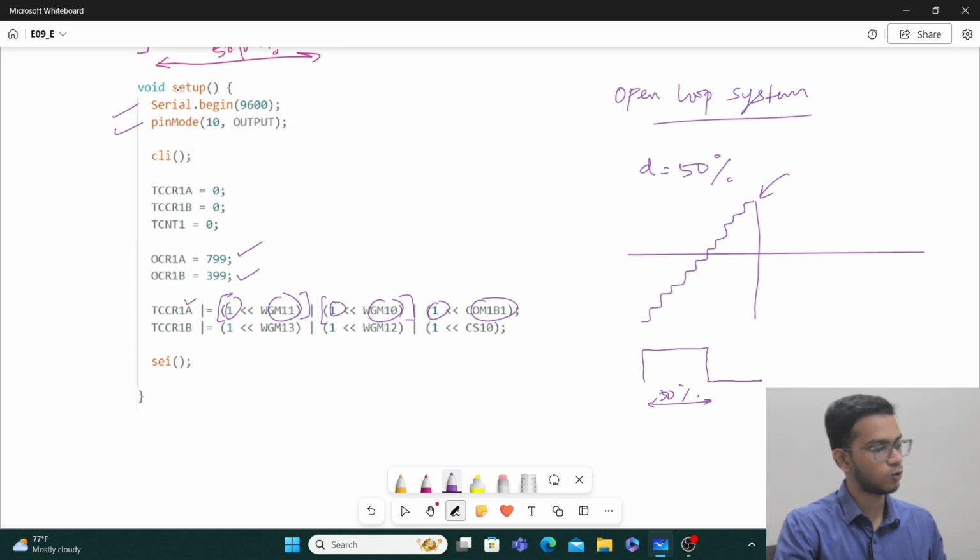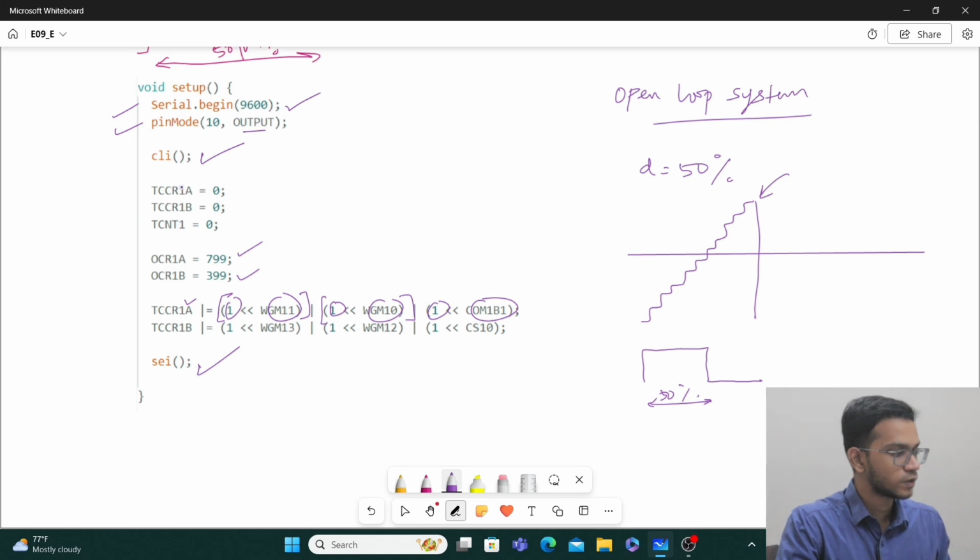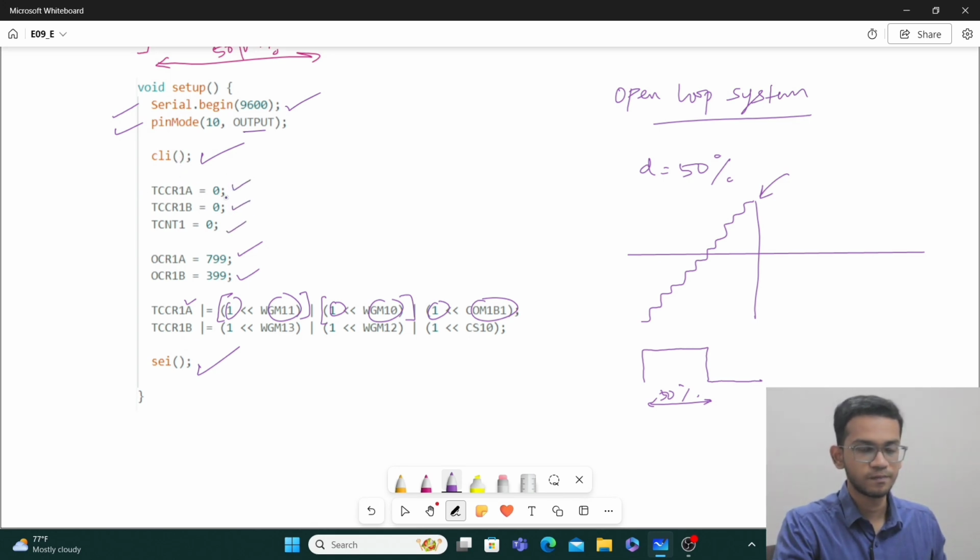So what are we doing here in the void setup? This is for serial communication. You can just ignore it for now. And then the pin mode, since I want PWM out of pin 10, I am declaring it as output pin. I'm clearing all interrupts. I'm doing some manipulation, then I'm setting all interrupts. CLI stands for clear interrupts and SEI stands for set interrupt. So I'm clearing my interrupts. First, I'm writing all the registers to 0, and then I am writing values to OCR1A and OCR1B.